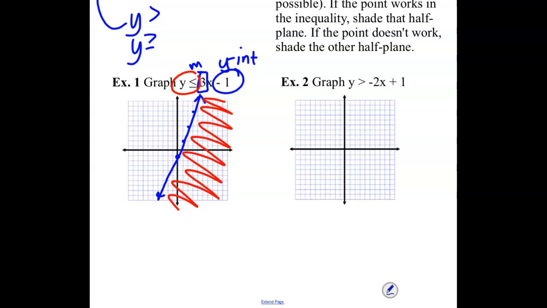Example 2, same format. Where do we start? Start at the y-intercept of 1, and our slope is -2. So down 2, right 1. Solid or dotted line? Dotted this time. Try to get your line to actually go through your dots.